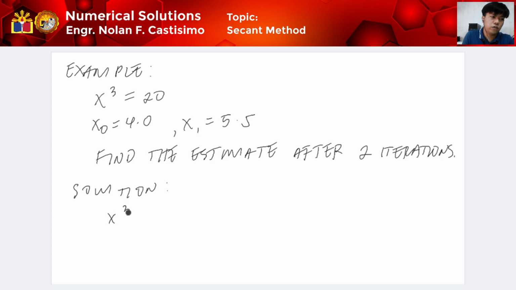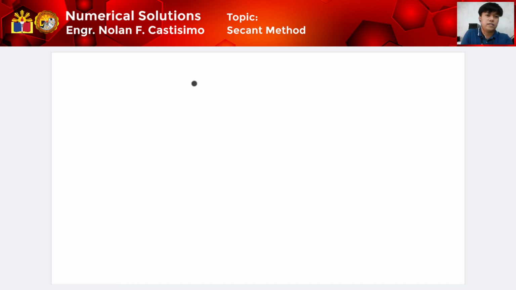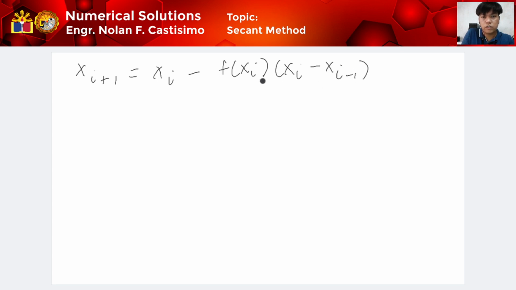Okay, so solution. We have here x cubed is equivalent to 20, and then we have to denote this in function notation. So f of x is equivalent to x cubed minus 20. And derive na rin natin na ang derivative ni f of x, f prime x, is equivalent to 3x squared. Okay? So, reminding us that our formula x sub i plus 1 is equivalent to x sub i minus f of x sub i times x sub i minus x sub i minus 1, divided by f of x sub i minus f of x sub i minus 1.